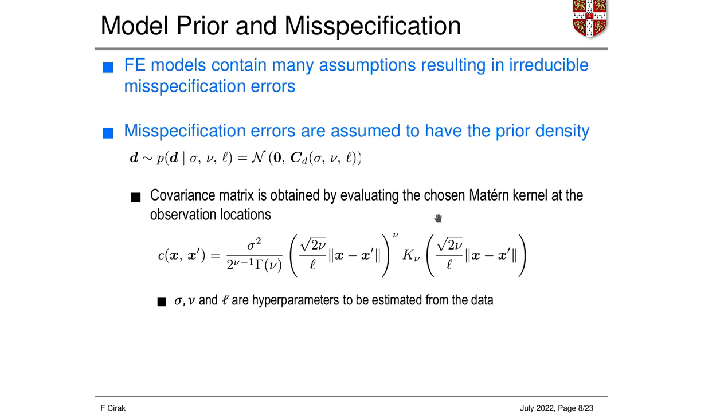In this work, we parameterize the covariance matrices using the Mattern kernel for reasons to be clear later on. If you're not familiar with the Mattern kernel, you can think of this as a variant or a generalization of the square exponential kernel. For example, the hyperparameters sigma, which is the standard deviation, and the length scale L are also seen in the square exponential kernel. Nu is a hyperparameter that controls the smoothness of the random samples.